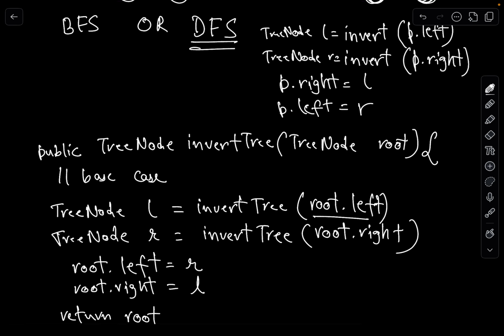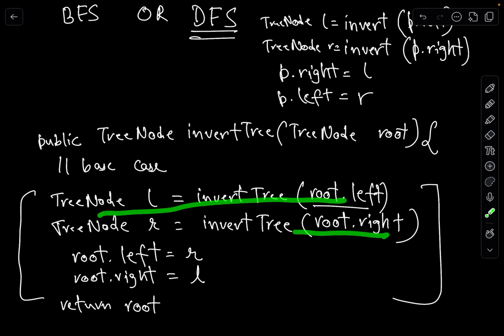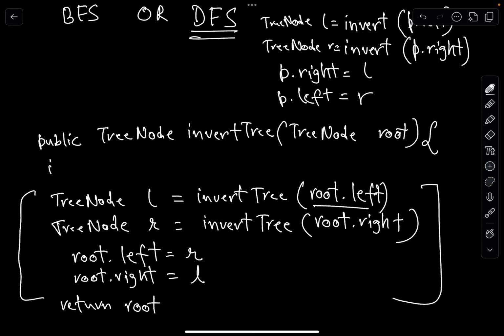Okay. Now, this is our core logic. Now we just have to come up with a base case. If you notice this function here, what could go wrong? Let's say what happens if the root is null. In that case, it will give us the null pointer exception. So in the base case, we need to handle the case where the root is null.